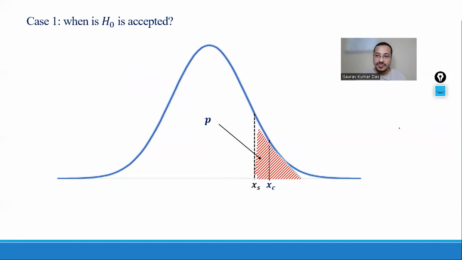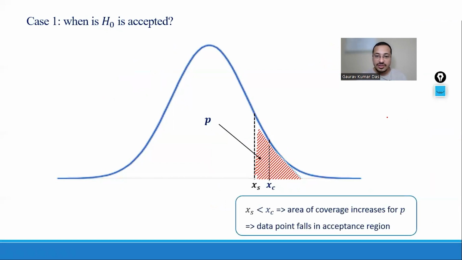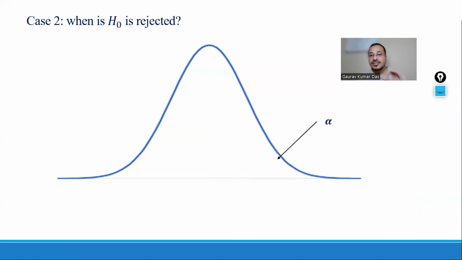Okay. All right. Great. So when XS is less than XC, the area of coverage obviously increases for P, and that's why the data point falls in the acceptance region. Very simple. Now, when is H not rejected? Alpha, critical value, I got it. Now, my XS is greater than XC, right? So it is somewhere, suppose somewhere here. So my P value will be this region only. This is my P value.